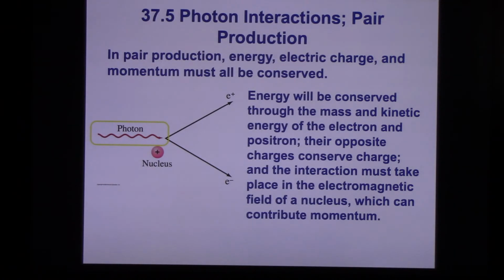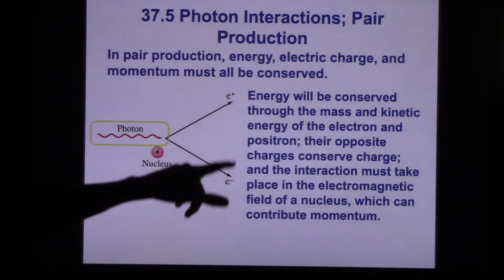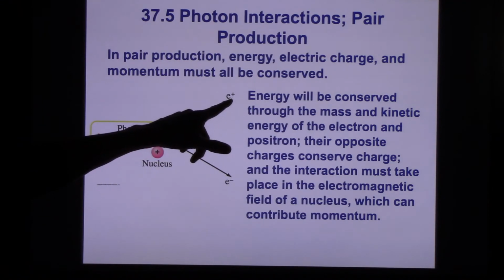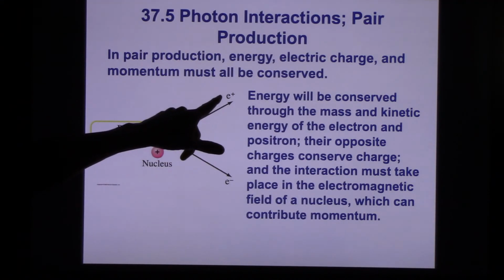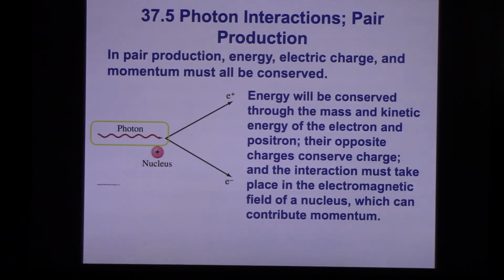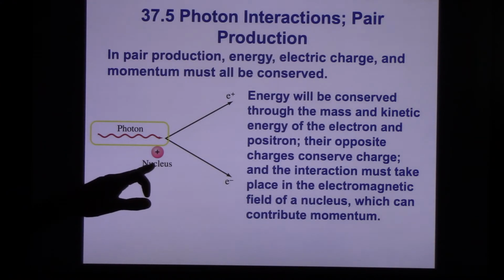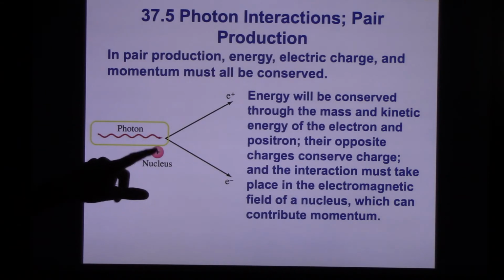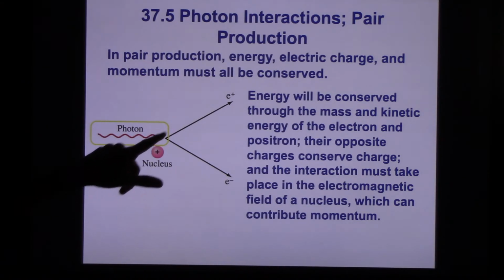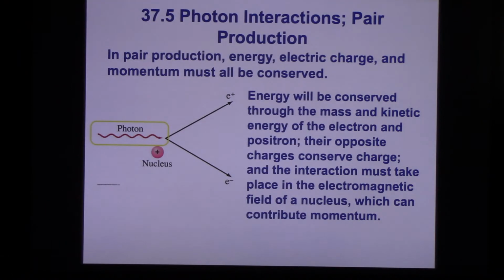It turns out that a photon by itself, no matter how much energy it has, can't split into an electron and an anti-electron. This is an electron, this is an anti-electron, or a positively charged electron. A photon can't do that because there's no way to conserve momentum. So what the nucleus allows for is that there's a little interaction with this nucleus when this reaction occurs, and that allows energy and momentum to be conserved.